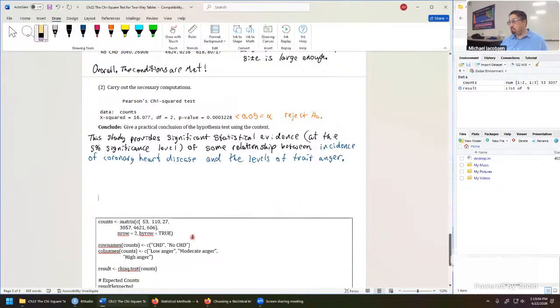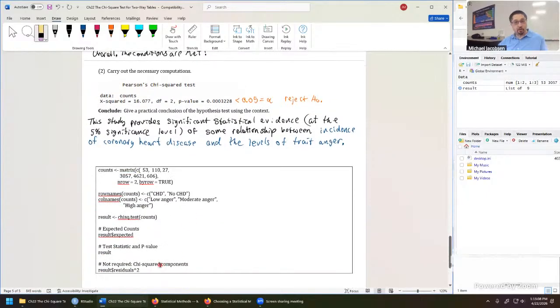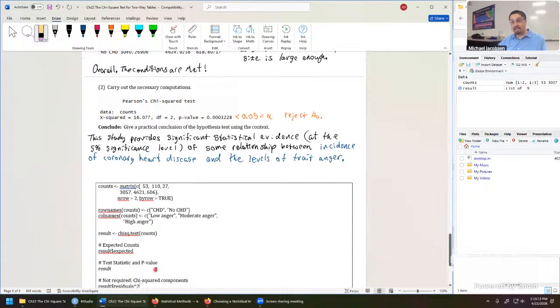So we'll end the problem here. Below is the syntax that did the complete analysis. The chi-squared components, we said not required, but it's interesting if you reject the null hypothesis to see exactly why. But any last questions or thoughts, folks, on the wrap up for this analysis?